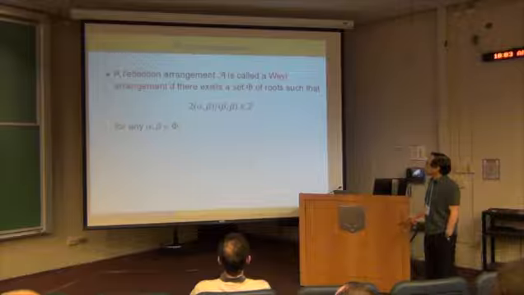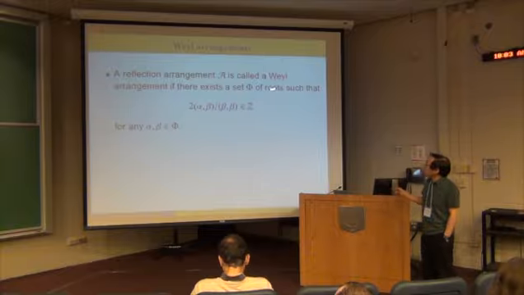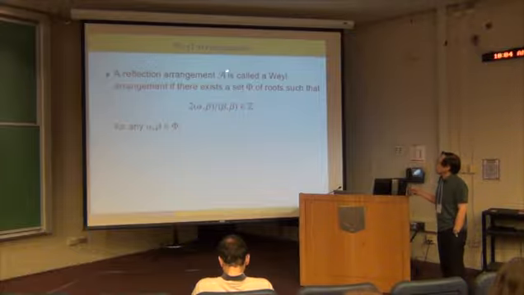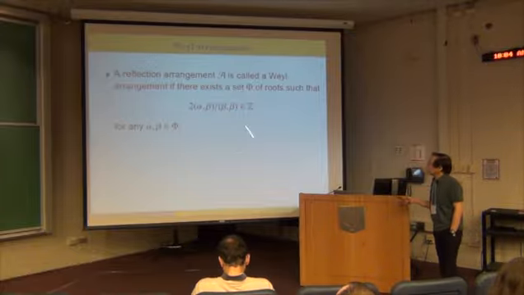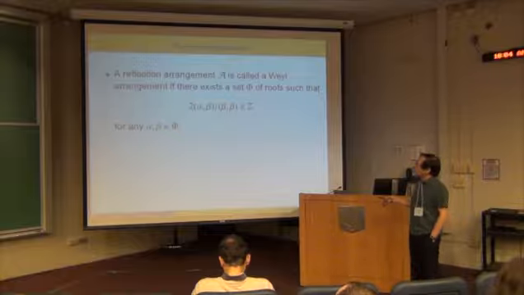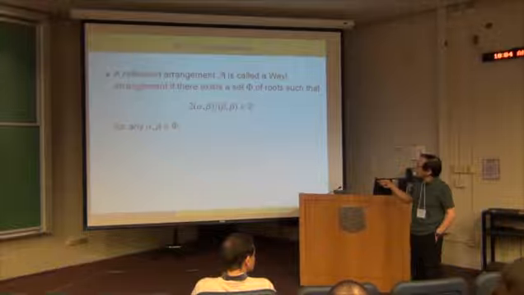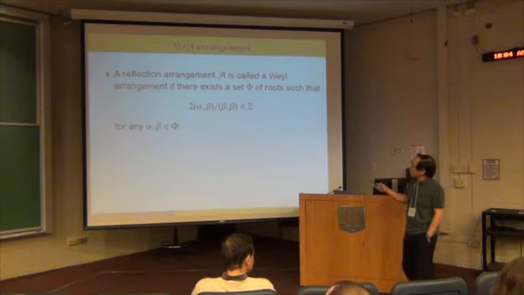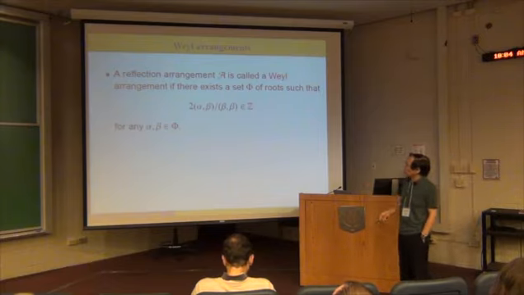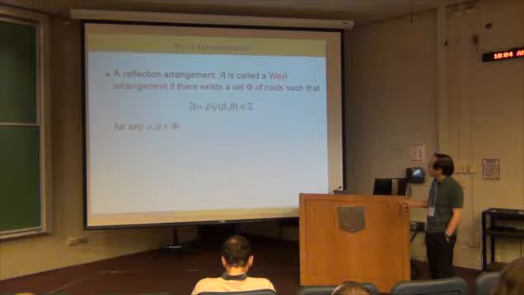Probably no need to remind you that we consider the Weyl arrangement, which is simply a reflection arrangement which comes from a root system. If you have a root system, of course you have a Weyl group, and the Weyl group contains many reflections, and you consider all the reflecting hyperplanes. That is called the Weyl arrangement of hyperplanes.